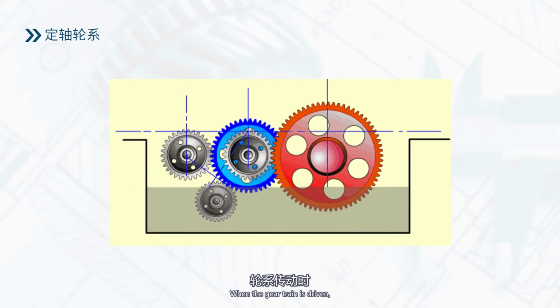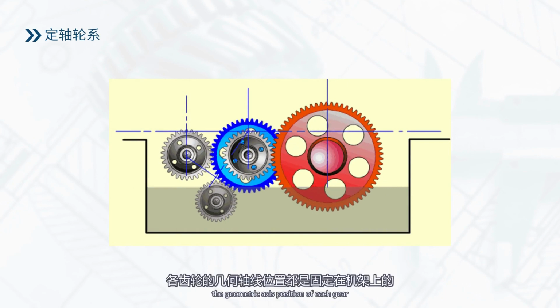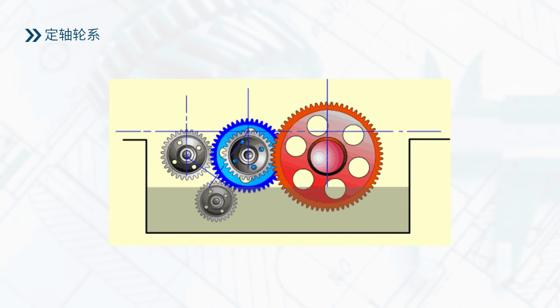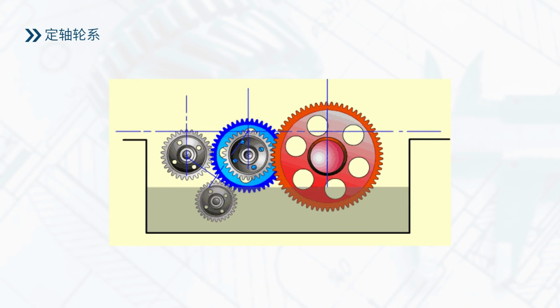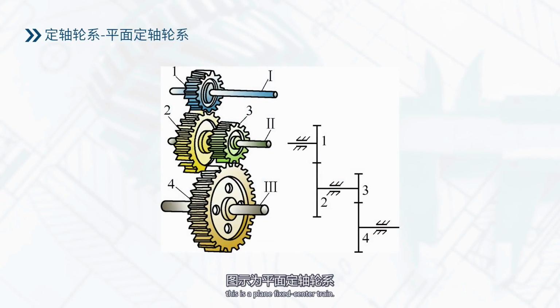When the gear train is driven, the geometric axis position of each gear is fixed on the frame. The fixed center train is mainly used for energy transfer. This is a plane fixed center train. In this gear train, the axes of each gear are fixed and parallel to each other.